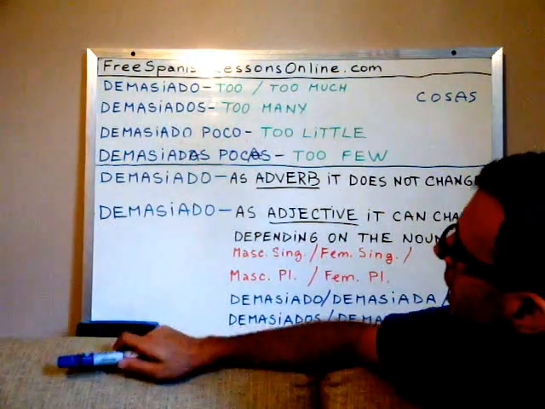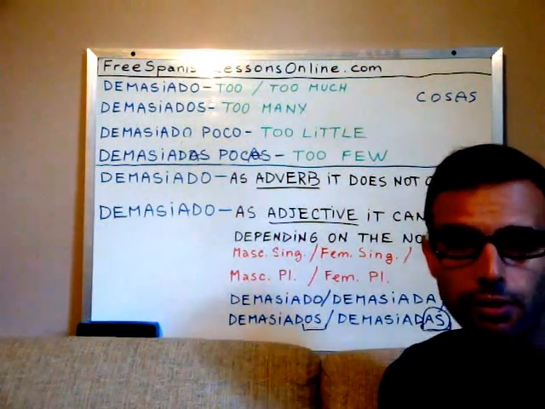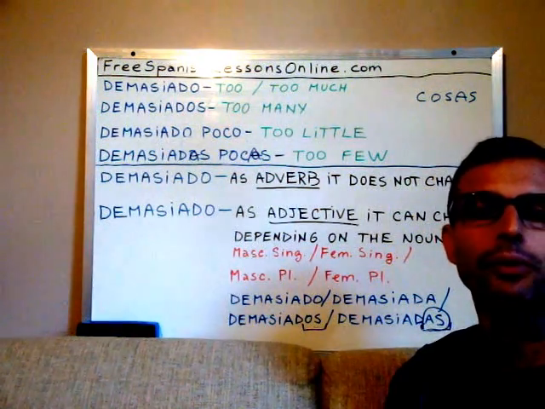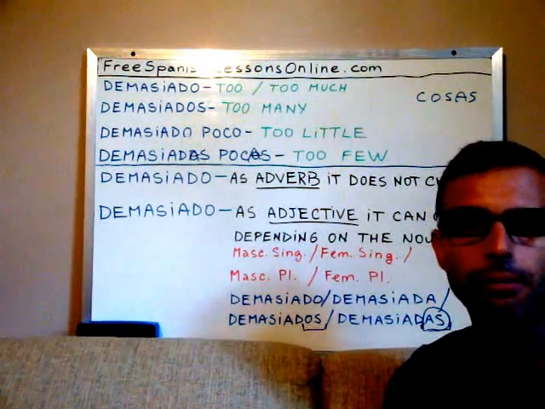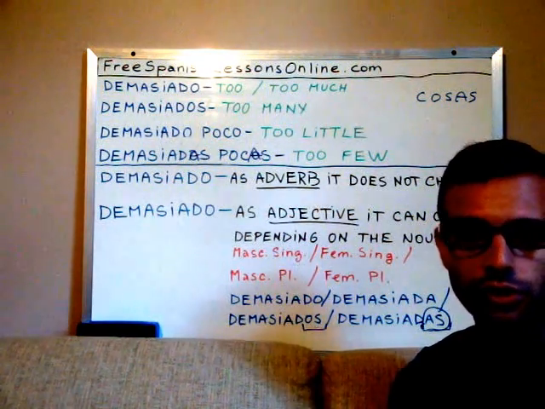So this is enough for the explanation I wanted to give you about demasiado, demasiado poco, and in our next lesson I will show you some examples and sentences so you can see how this works, and it will be easier to interiorize.